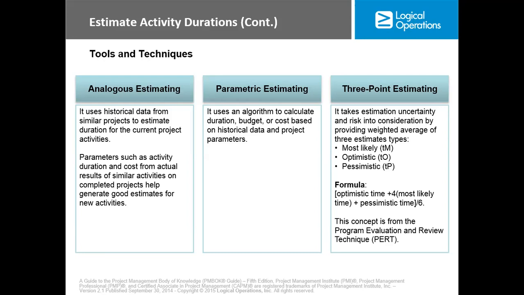Now the formula we have: optimistic time plus 4 times most likely, plus pessimistic, divided by 6. Okay, this concept is from the Program Evaluation and Review Technique.